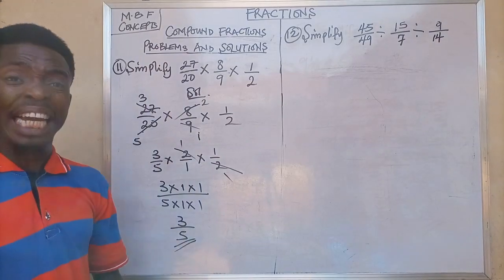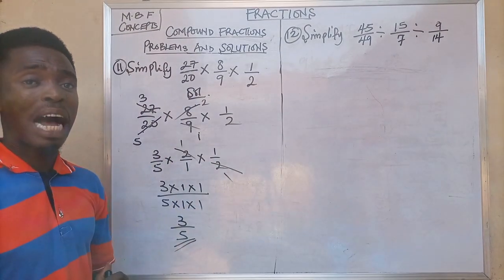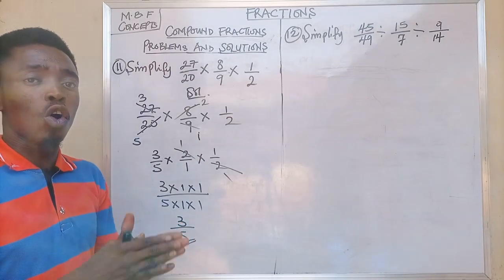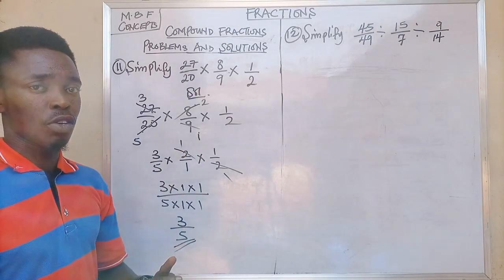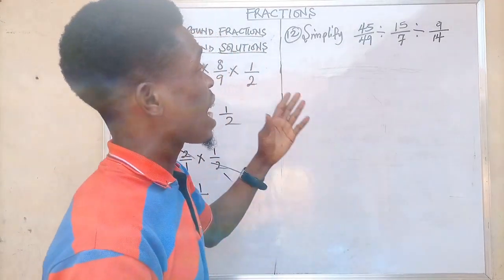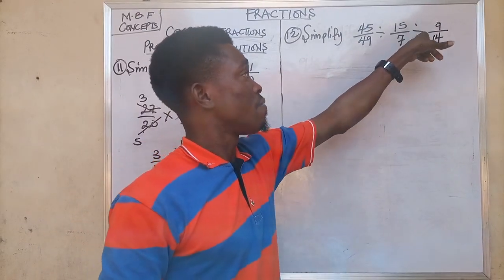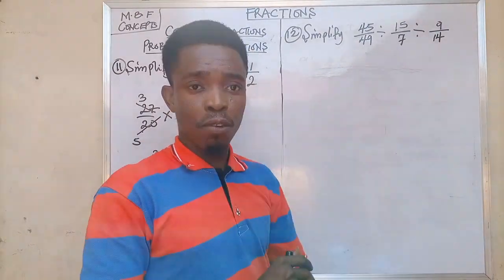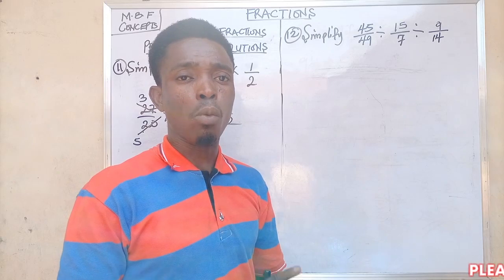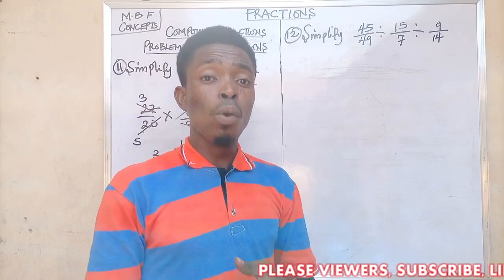So this is also a case study or an example of a compound fraction, where you have 3 or 4 fractions all connected with a multiplication sign. Now we head on to the next page of our marker board, and we are asked to simplify 45 over 49 divided by 15 over 7 divided by 9 over 14. Guys, what do we also do here? We say that we have 3 fractions and all are connected with a division sign.